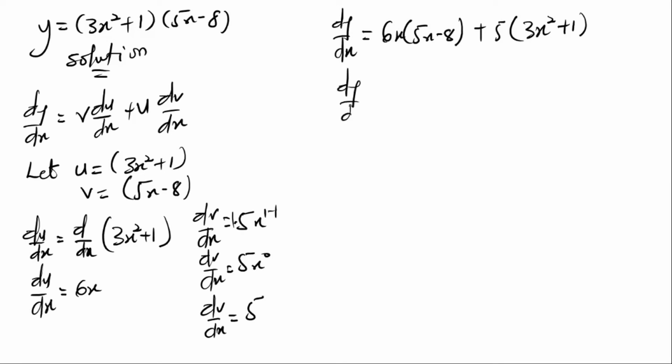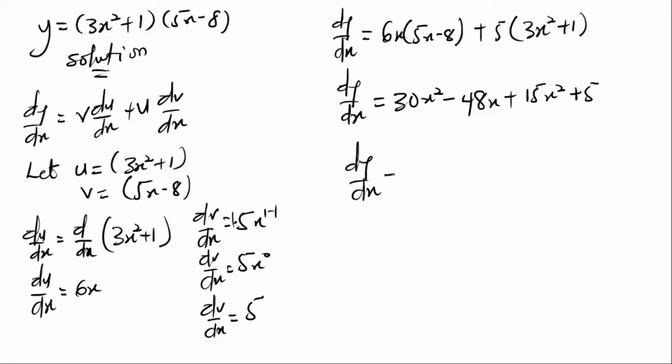So our dy/dx becomes 6 multiplied by 5, this multiplied by this becomes 30x squared. Then minus 6 multiplied by 8, we get 48x. Then plus, we have 3 multiplied by 5, we get 15x squared. Then we have 5 multiplied by 1, then plus 5 over here. So it means our dy/dx becomes, this is x squared, this is x squared, so we have 45x squared minus 48x plus 5.